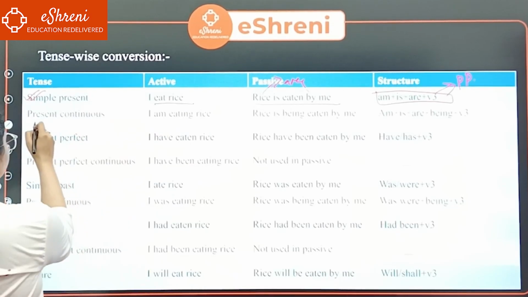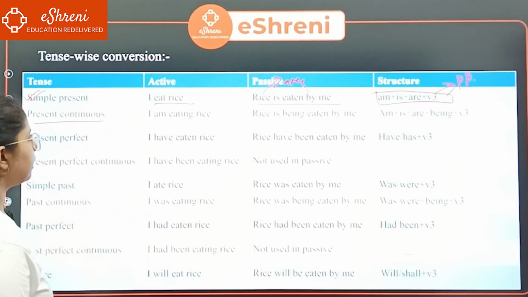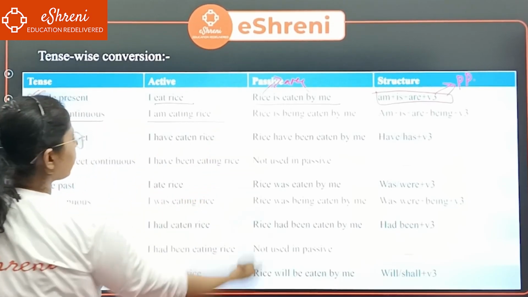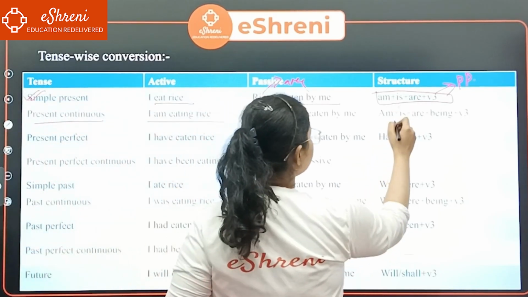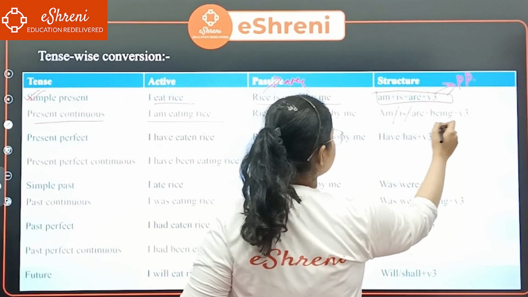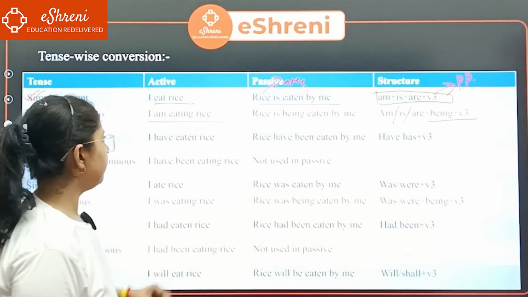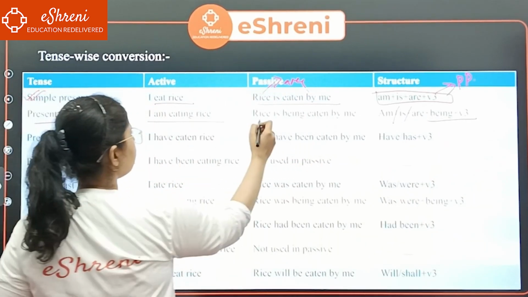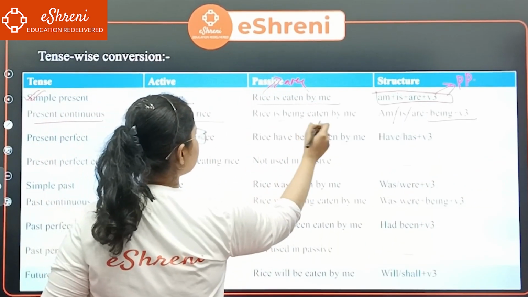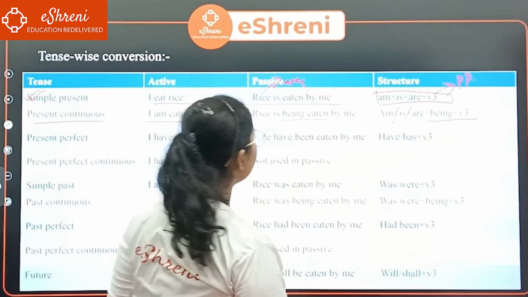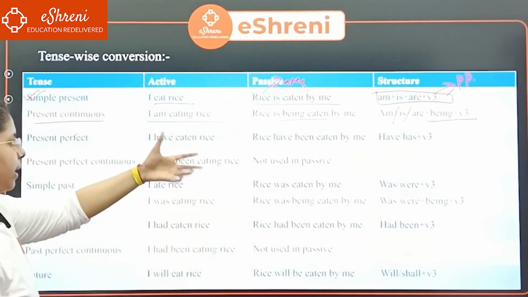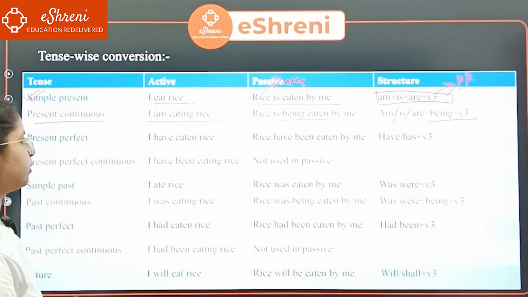Now come to present continuous tense. There is an example, I am eating rice. How will it change? We will have to use am, is or are, plus being, plus v3. So, rice is being eaten by me. So it is is, with rice, then is being eaten by me. After that comes by me, which appears in passive voice.